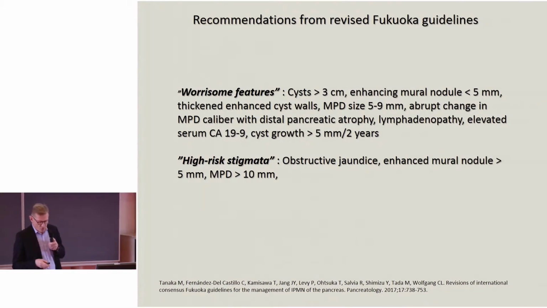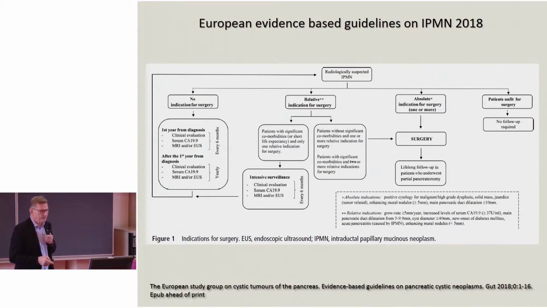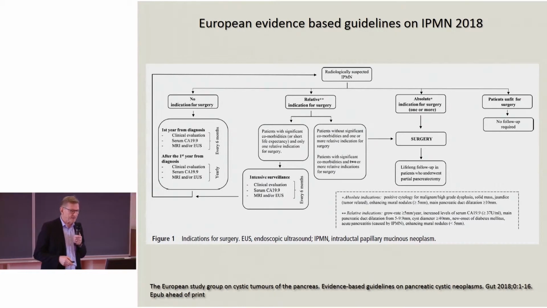The revised Fukuoka guidelines, again, have worrisome features and high-risk stigmata. I think it's mainly the same. Cysts larger than 3 centimeters should undergo surgery. Then the European evidence-based guideline on IPMN talks about no indication, relative indications, absolute indications, and patients unfit for surgery.